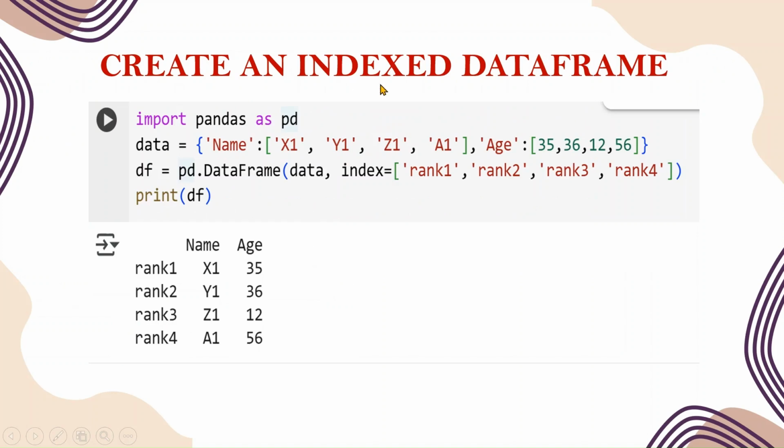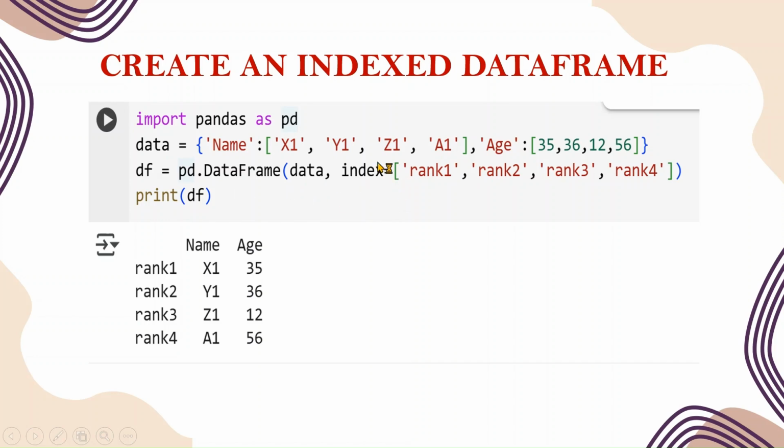Now create an index to data frame. Here you can just observe. I'm creating one dictionary with the keys name and age. For name, I've taken four random values: x1, y1, z1 and a1, and for age, four numerical values. So age is a key and name is a key, and name and age will become the column names. Can you see here, name and age? This complete dictionary variable I'm passing as a parameter for the data frame.